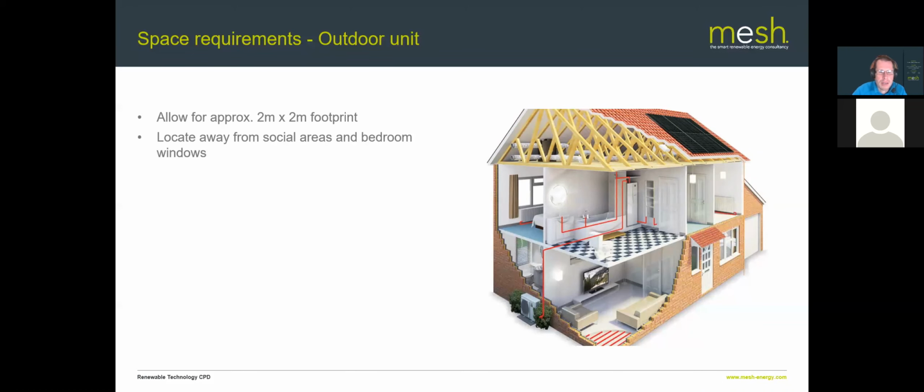You can see it's located away from social areas and bedroom windows, so you might have a patio around the back there. Probably not best to put your air source heat pump on the patio. Again, probably not best to put it right by the front door there. And there's no bedroom windows that overlook it. It's not right next to a bedroom window where potentially you could find it's a noise nuisance.